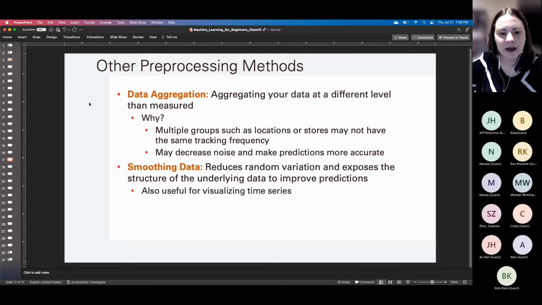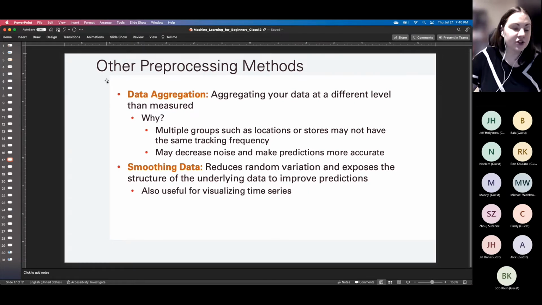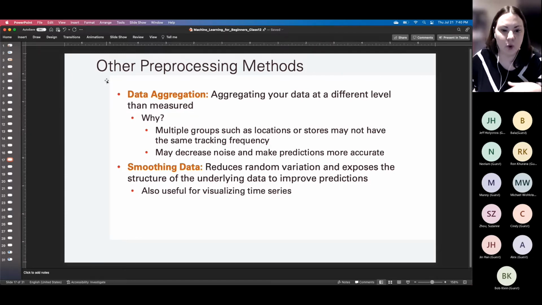Other pre-processing methods you can do include data aggregation. A great example is if you're using IoT devices and you have multiple data sets that might be captured at different times. Say one goes every 2 hours, one goes every 3 hours, and you need to match them up. Or if you want to get rid of noise, say daily data is really noisy and not predicting well, you could roll that up into weekly data. So you can re-aggregate your data, either to align data sets at the same level, or to decrease noise and make predictions more accurate.